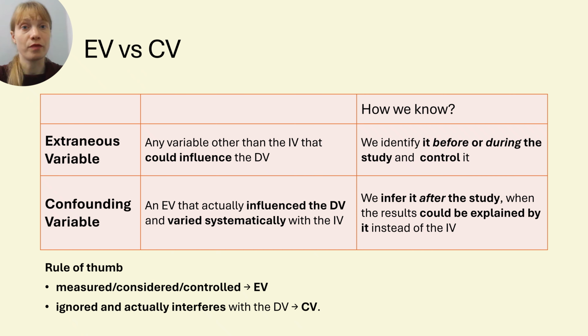Here's an easy rule of thumb to remember. If a variable is considered, measured, or controlled, it stays an extraneous variable. But if it's ignored and actually influences the dependent variable, it becomes a confounding variable.